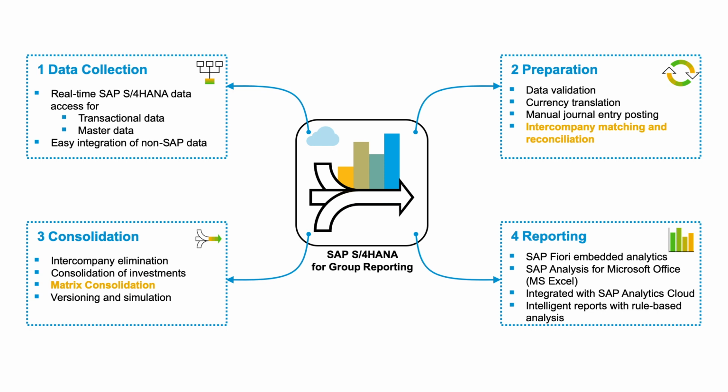S/4HANA for Group Reporting covers all the activities you need for a successful group close, from inputting your local accounting data into the solution to the preparation phase covering data validation and currency translation. The process continues with consolidation activities during which the intercompany data is eliminated and consolidation of investments is performed. Then the final step is analysis and reporting, using a variety of front-end tools.